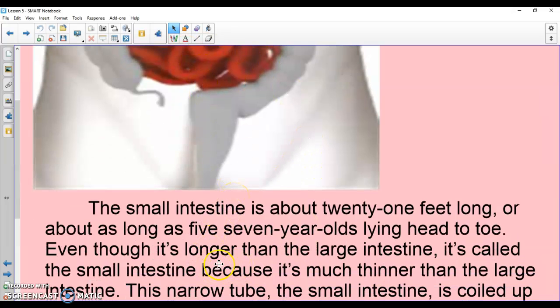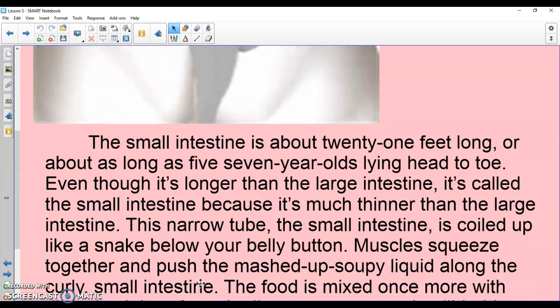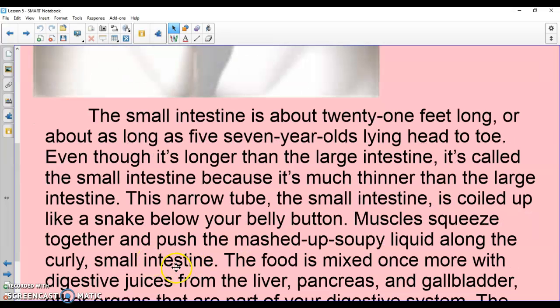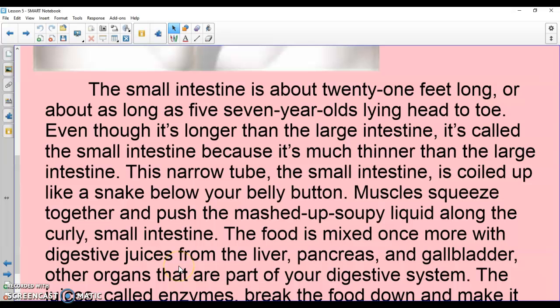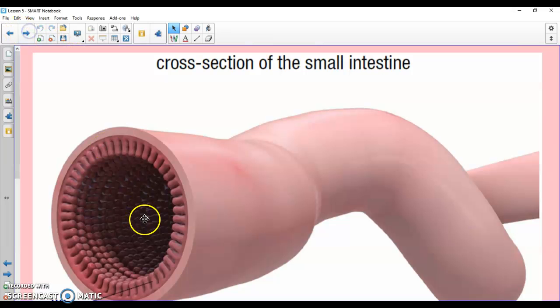Even though it's longer than the large intestine, it's called the small intestine because it's much thinner than the large intestine. This narrow tube, the small intestine, is coiled up like a snake below your belly button. Muscles squeeze together and push the mashed up soupy liquid along the curly small intestine. The food is mixed once more with digestive juices from the liver, pancreas, and gallbladder, other organs that are a part of your digestive system. The juices, called enzymes, break the food down and make it more and more watery along the way.